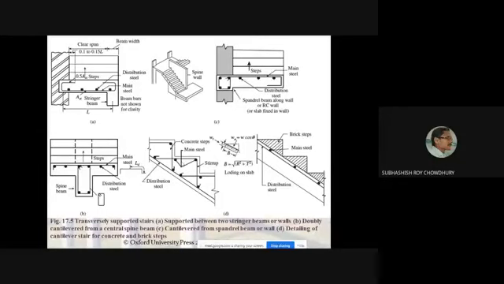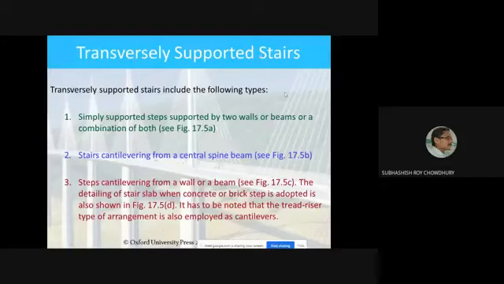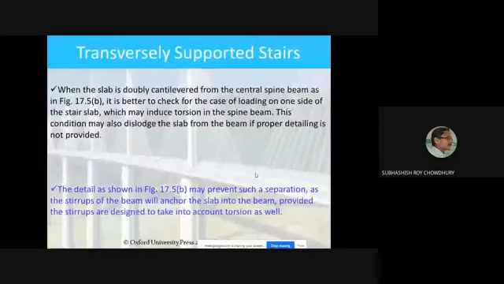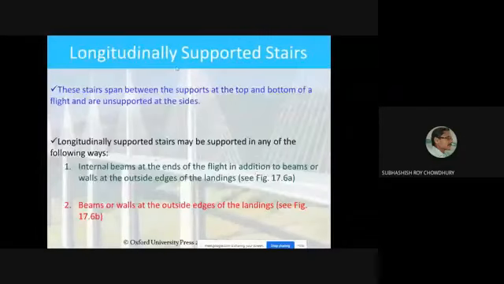These are the different types of transversely supported stairs that I have discussed. More or less this information is written in these few slides. So let me come to the longitudinally supported stairs, which are mostly constructed in most buildings. If you consider designing 100 buildings, in 90 of them you will have to design this longitudinally supported stair. These stairs span between the supports at the top and bottom of the flight and are unsupported at the sides.